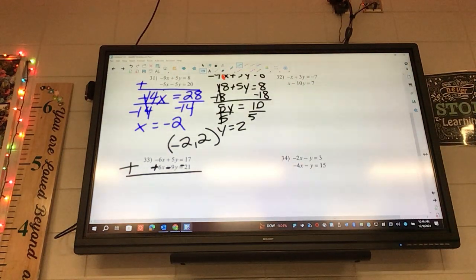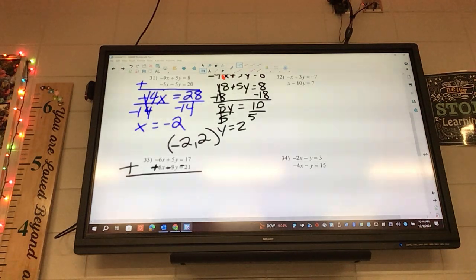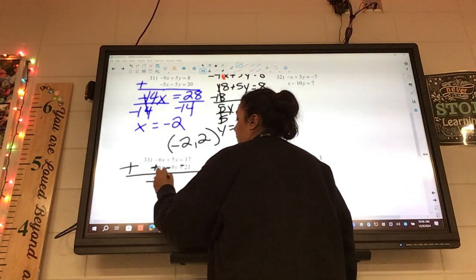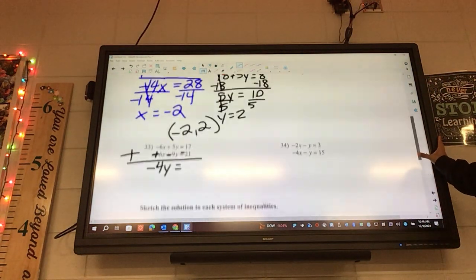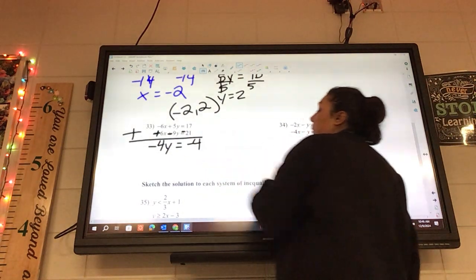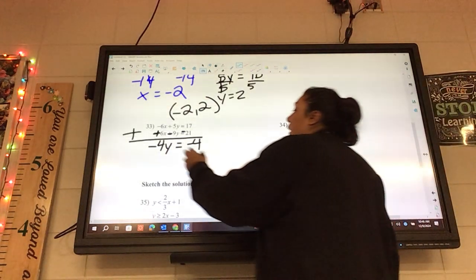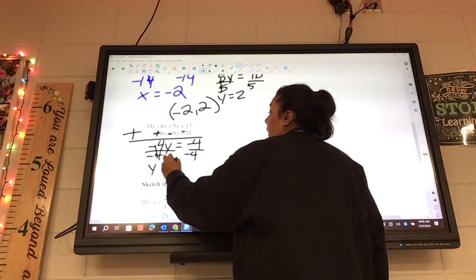Okay, and then all the steps are the same. Okay, so -6 plus 6 is going to be 0, aka they cancel. 5 plus -9 is going to be -4. And 17 plus a -21 is -4. Okay, and then we're going to divide both of these pieces by -4. So we get y equals 1.